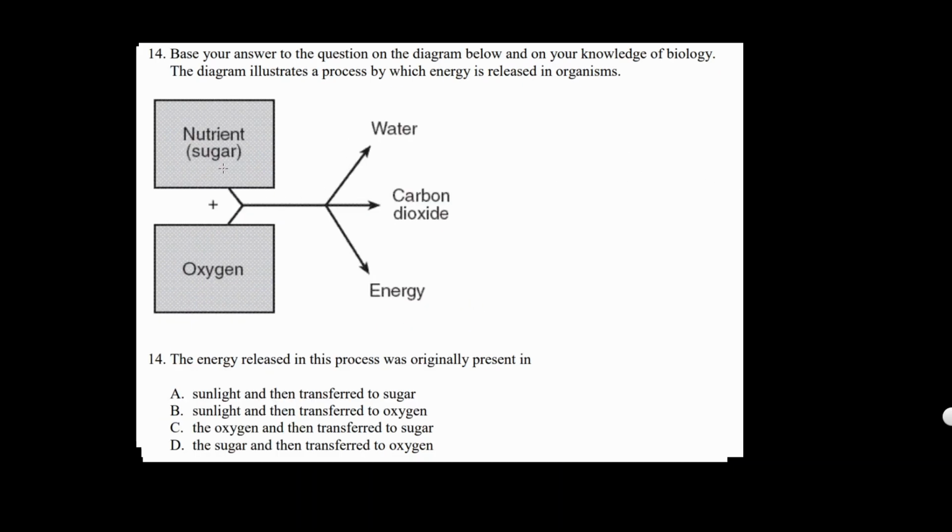So we got sugar again, glucose, oxygen coming in, same diagram here. The energy released in this process was originally present in, so this energy was originally where? In the sugar, right? Let's see. The sugar and then transferred to oxygen. No, D is not it. It didn't get transferred to oxygen. So, okay, I see, it's A. Because that sugar or glucose originally got the energy from the sunlight, from photosynthesis. Okay, so 14 is A.